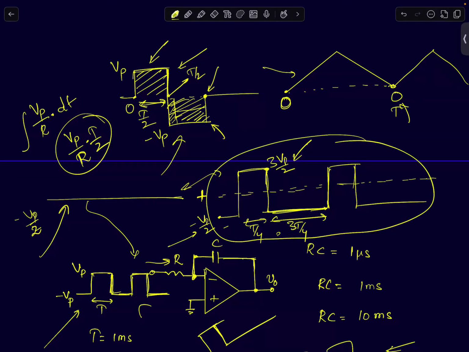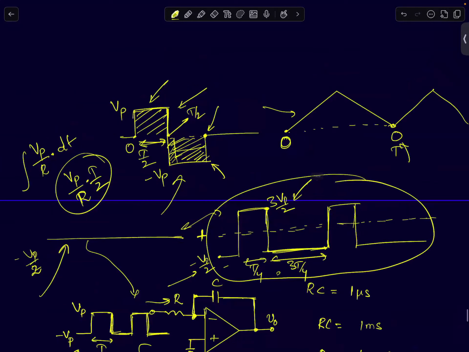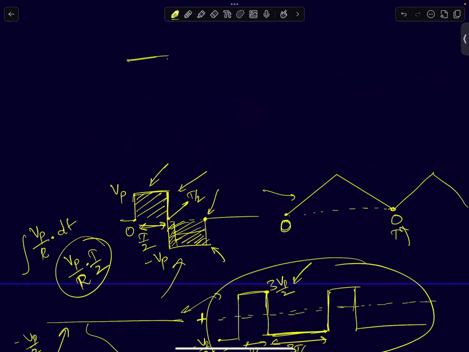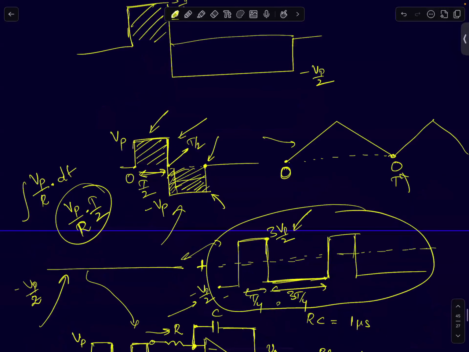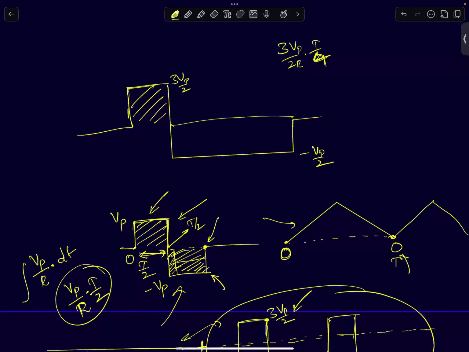I can take minus Vp by 2 and quickly show you that during the positive half cycle, the slope will be higher. The waveform will not be symmetric. Because we discussed this 3Vp by 2 and minus Vp by 2, I just want to finish off with that. I don't want to leave that hanging. If this is 3Vp by 2 and this is, say, minus Vp by 2, during the positive half cycle the total charge that I'm going to deliver is 3Vp by 2R times T by 4. For one quarter of the duration, I'm delivering 3Vp by 2.